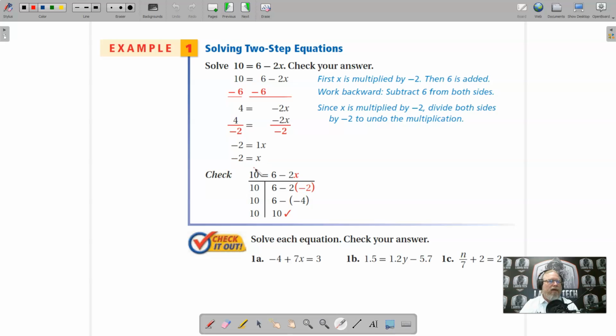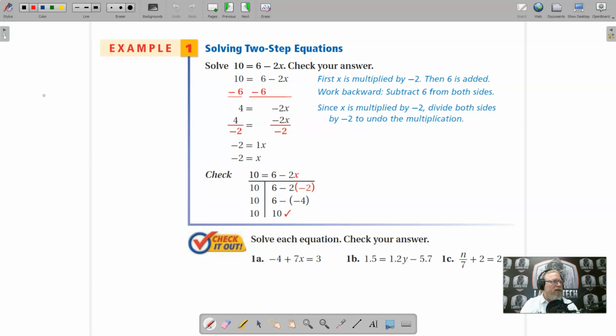And go ahead and plug that into your original problem up here for checking it. So wherever x is, we're going to plug in negative 2. So we would have negative 2 times negative 2. Oh, they're doing it another way. 2 times negative 2 is negative 4. They bring down the subtraction sign. 6 minus a negative 4 is a positive 10. I would have looked at this as negative 2 times negative 2 is positive 4, and 6 plus 4 would be 10. Same difference.